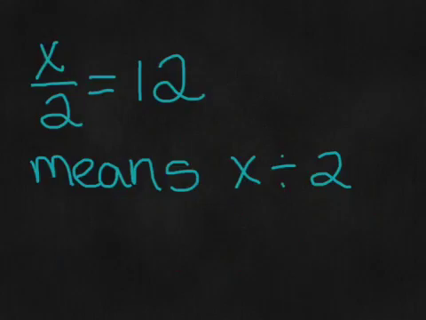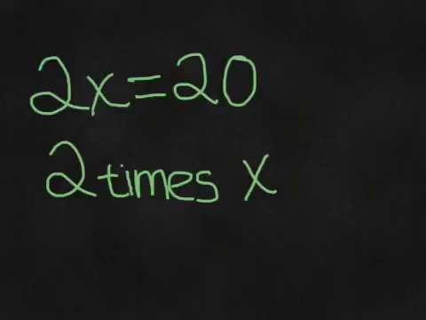Before we move on, I need to make sure that you understand how these problems are written. So x over 2 would be x divided by 2. Whenever you see a problem written as a fraction like this, it means divided by. So this problem means x divided by 2 equals 12. We've been doing this for a while when we evaluate expressions, that 2x means 2 times x.